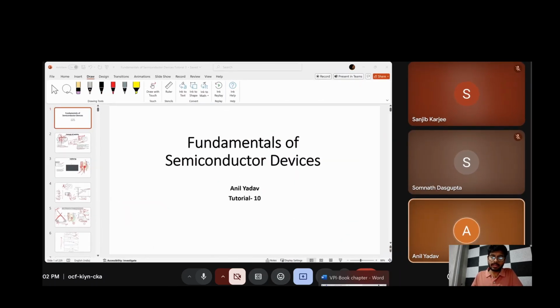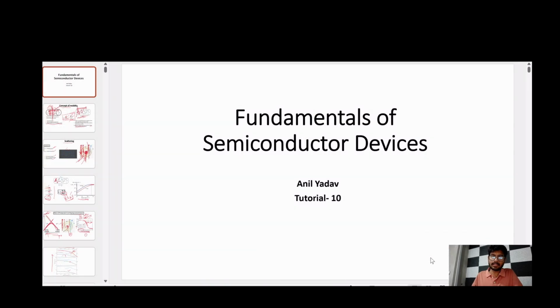So today we will revise some of the concepts on the continuity equation and some graphs on that. We will see that.